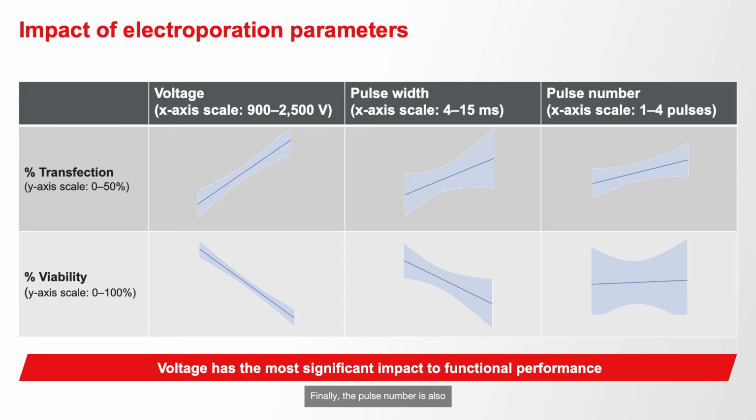Finally, the pulse number is also important. This is the number of electrical pulses applied during the electroporation process and affects the amount of material that can be introduced into the cells. Multiple pulses can increase the uptake efficiency, but too many pulses or prolonged pulsing can cause significant cell damage and cell death.